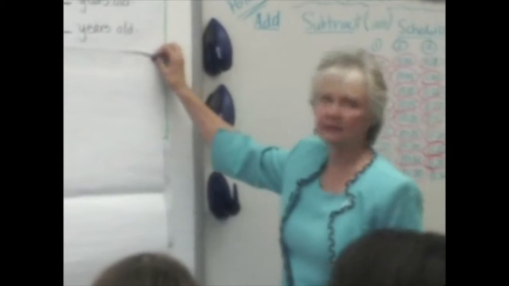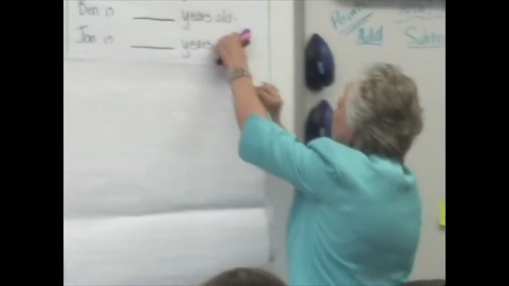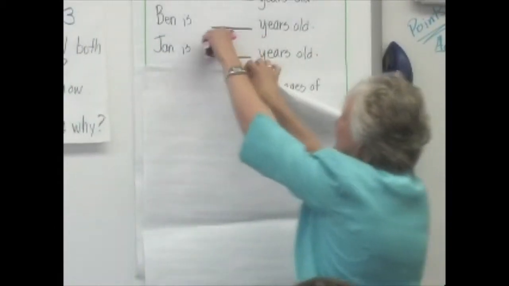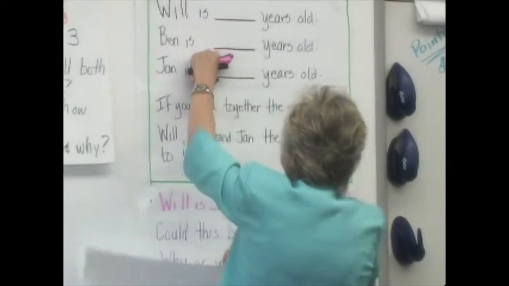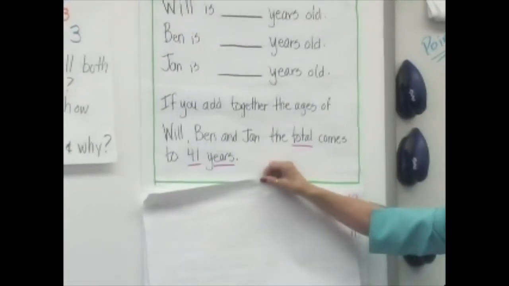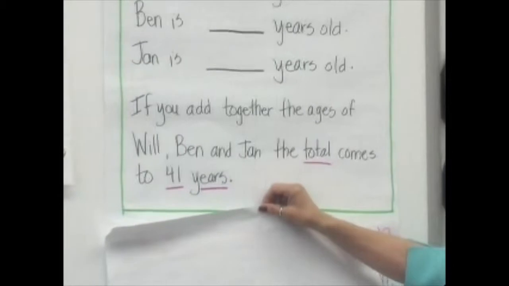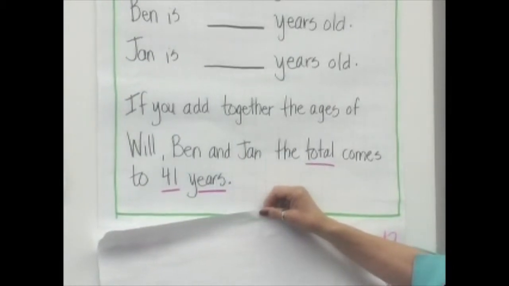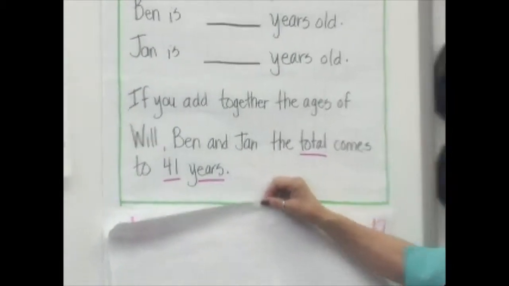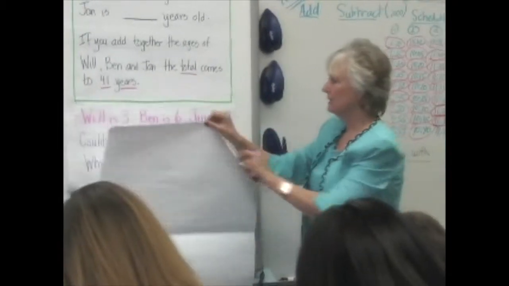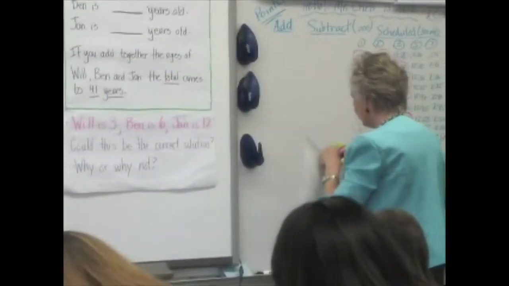I want you to look at the next problem that they ran into, okay? And see if you can make sense out of this. So, here it is. If you add their ages together, Will, Ben, and Jan, the total of how old they are is 41 years, okay? So all three of these people put together equals 41. So this is what one of my students wrote.